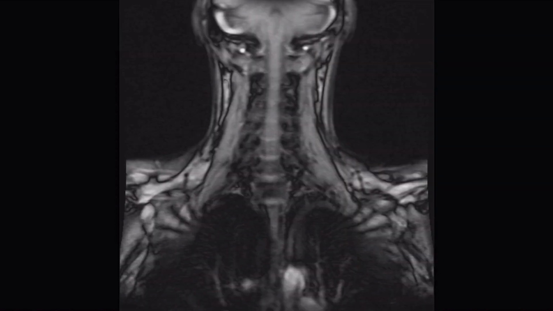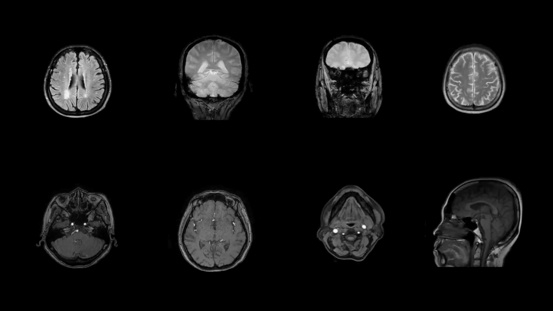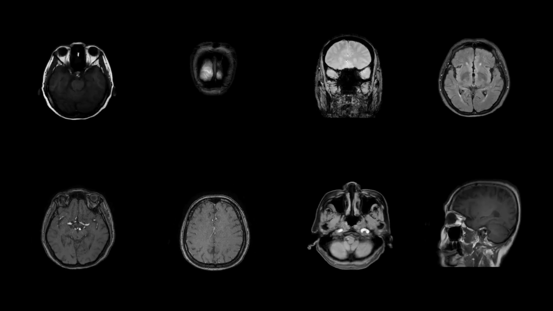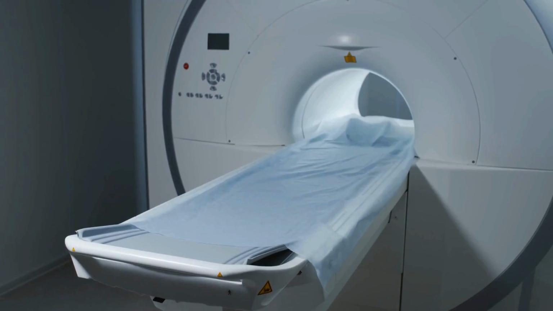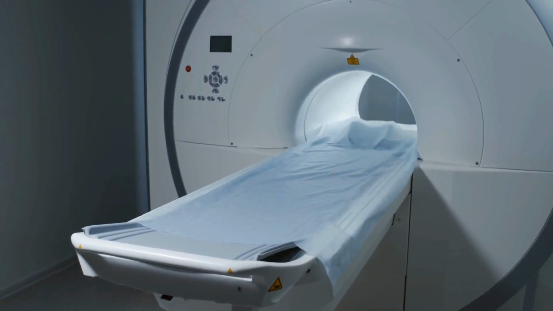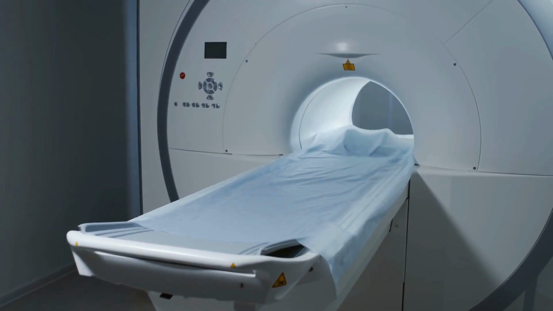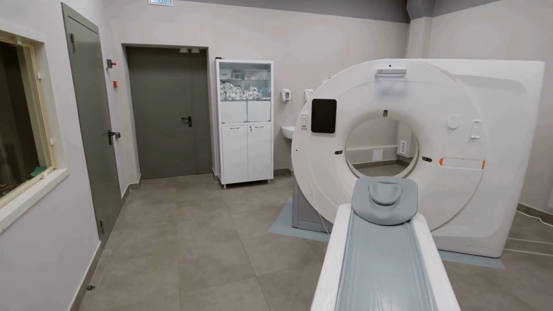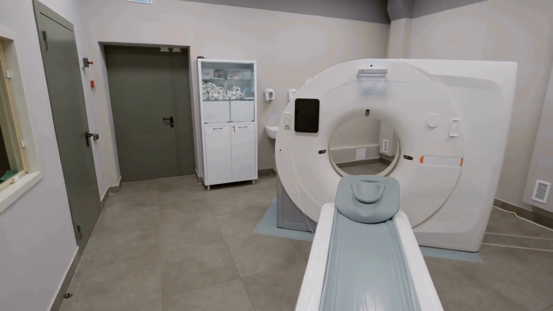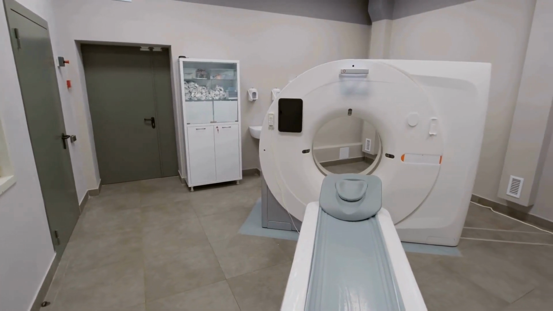Each part of the body emits a slightly different signal, depending on the amount of water, the type of tissue, and how quickly the protons return to their place. These tiny differences allow a computer to assemble a detailed image of the inside of our body, layer by layer. It's like taking cross-sectional photos, without any cutting.